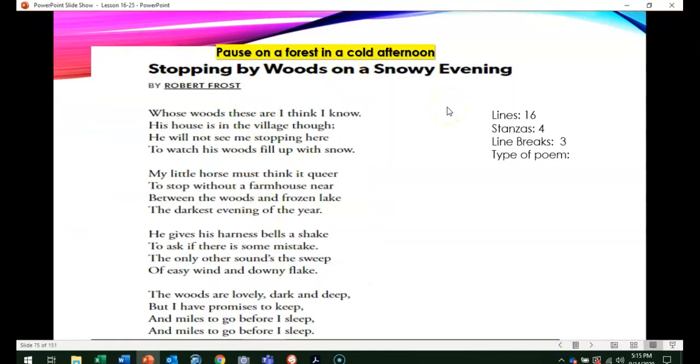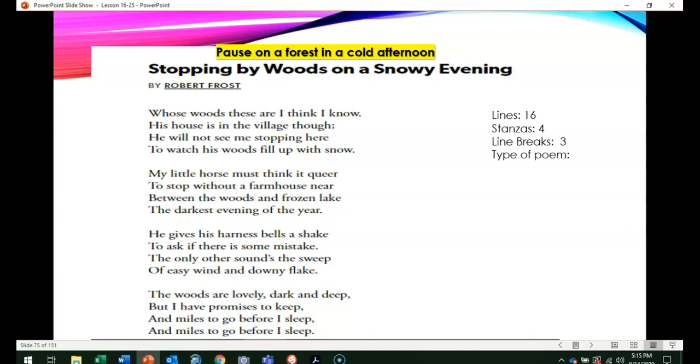Stopping by the Woods on a Snowy Evening by Robert Frost. Okay, I can already see all the imagery in my mind. Whose woods these are? I think I know. His house is in the village, though. He will not see me stopping here to watch his woods fill up with snow.